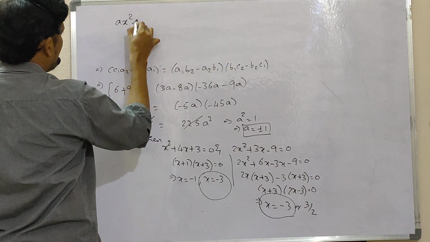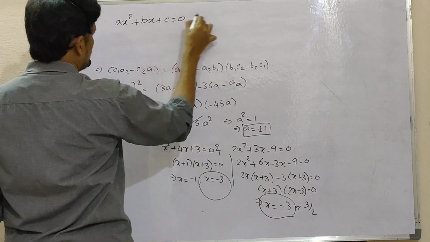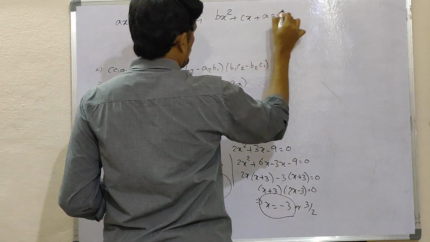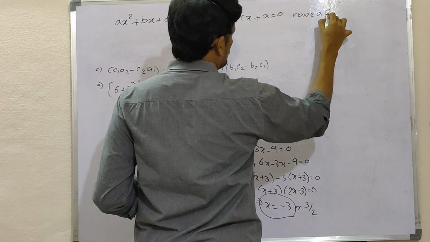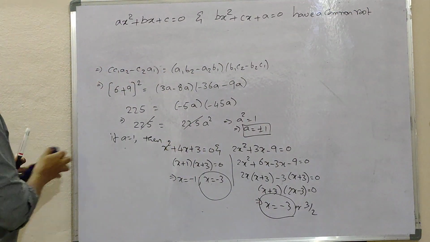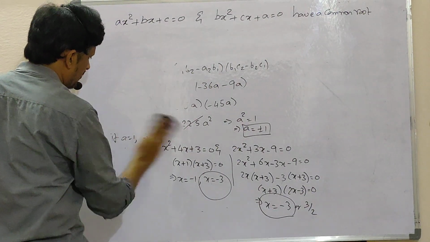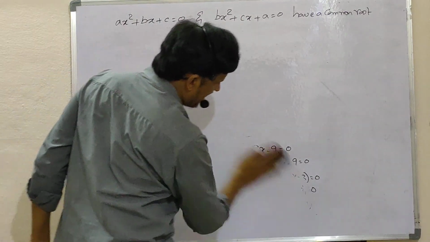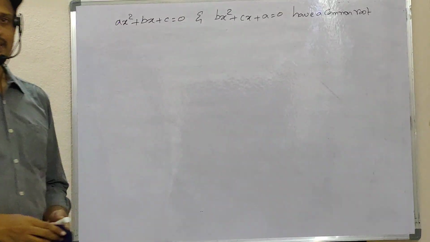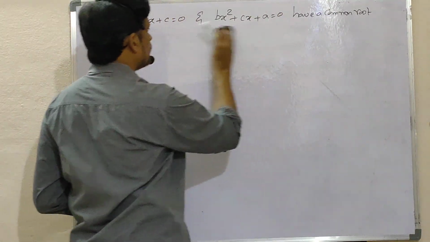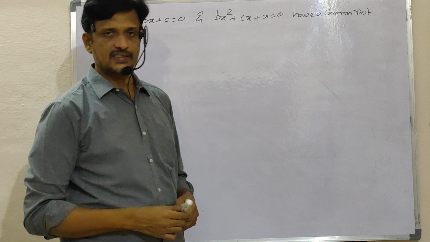And now the next one: ax square plus bx plus c is equal to 0 and bx square plus cx plus a is equal to 0 have a common root. So observe the given two quadratic equations here. First one is ax square plus bx plus c is equal to 0 and the second one is bx square plus cx plus a is equal to 0. These two quadratic equations have a common root.